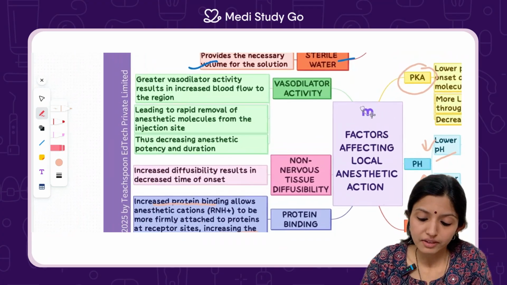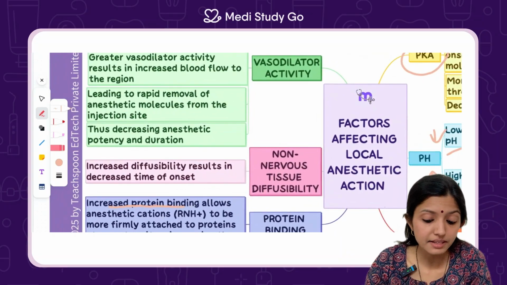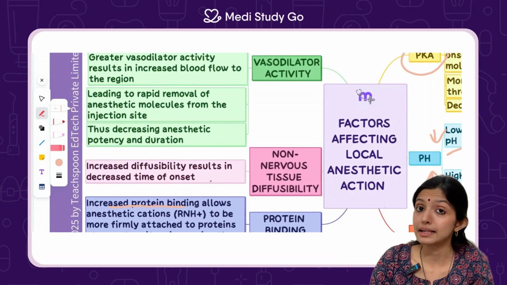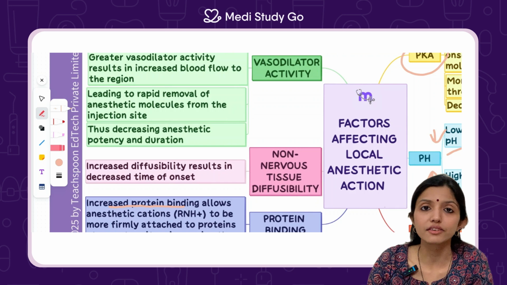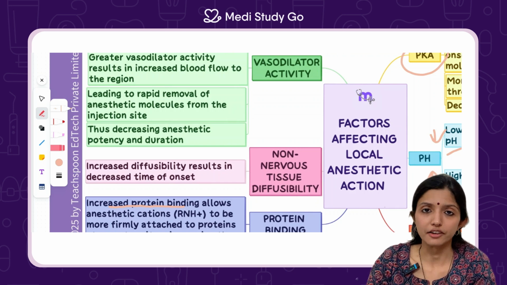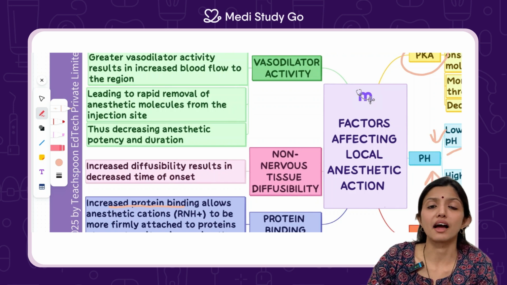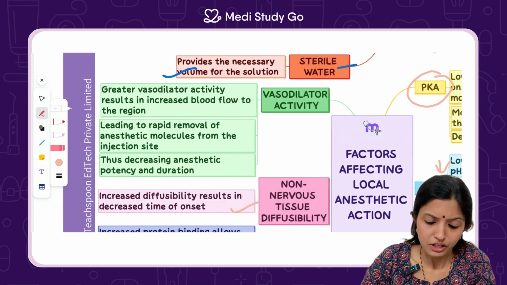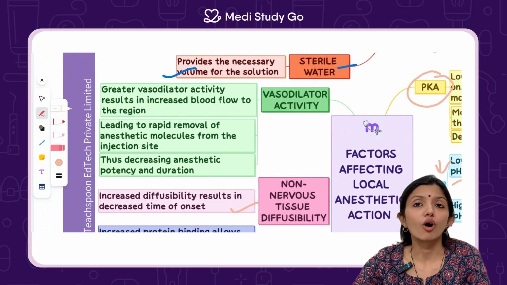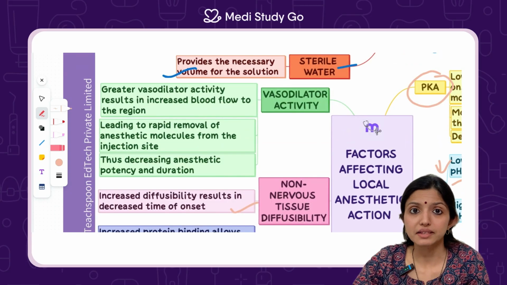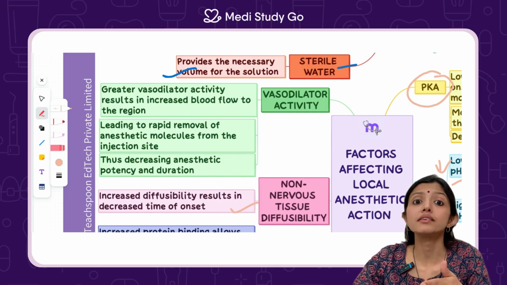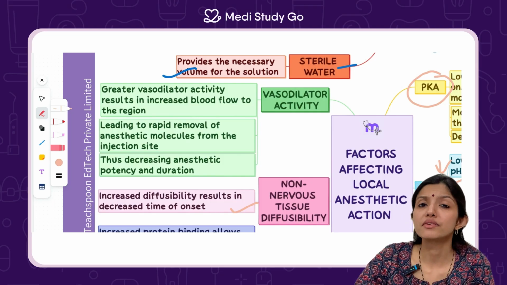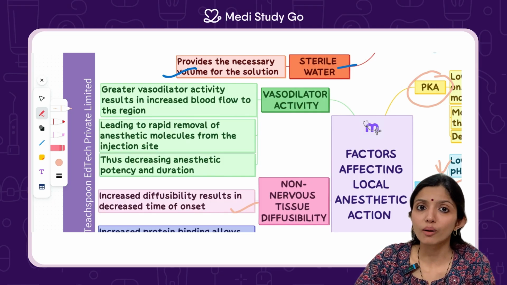Non-nervous tissue diffusibility: increased diffusibility results in decreased time of onset. The faster it goes to the tissues, the more it will decrease the time of onset for a LA. Small nerve fibers absorb the LA molecules faster, hence they get blocked faster. Large diameter fibers will take more time to absorb the LA molecules, and hence it leads to a prolonged onset of action.